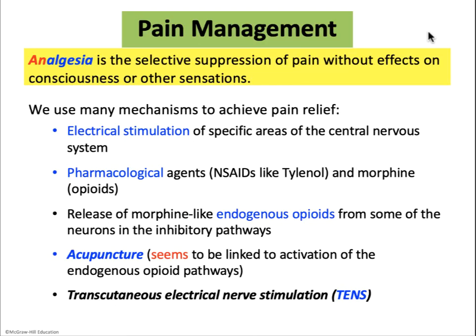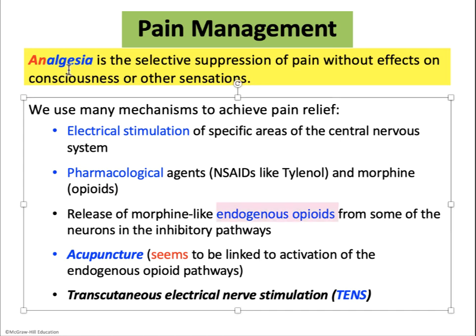Pain management techniques rely on our understanding of the physiology, sensory neurons, and their interconnections. Analgesia is the suppression of pain without affecting our consciousness. We have several avenues of action, including electrical stimulation, using pharmaceutical drugs over the counter, or by investigating endogenous opioids produced by the neurons themselves.